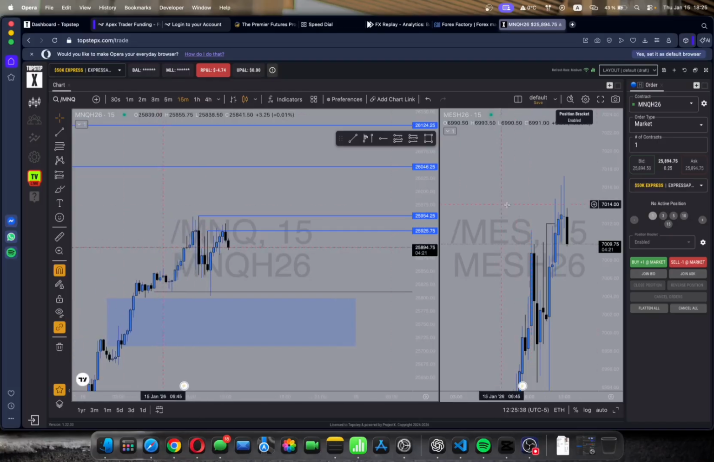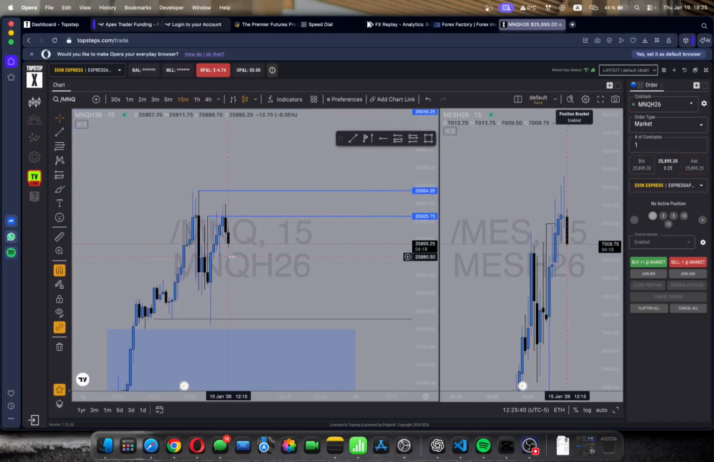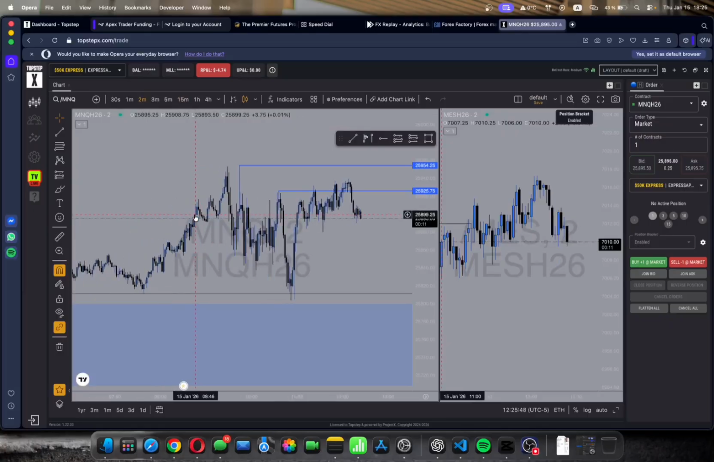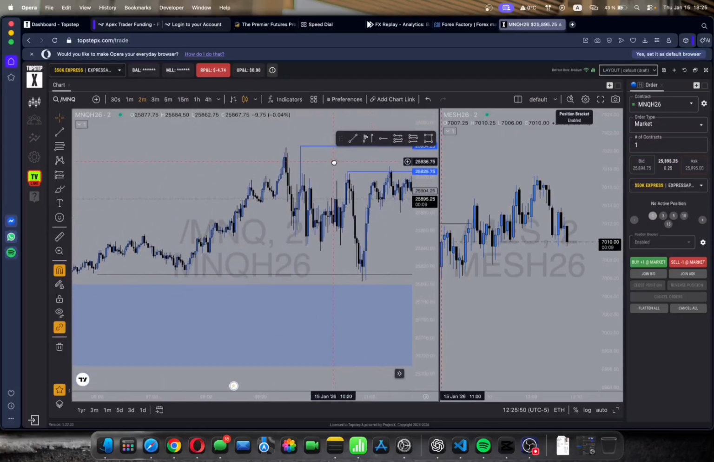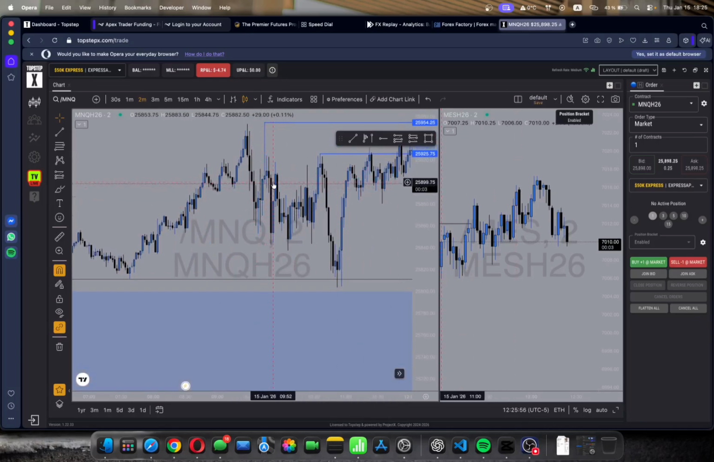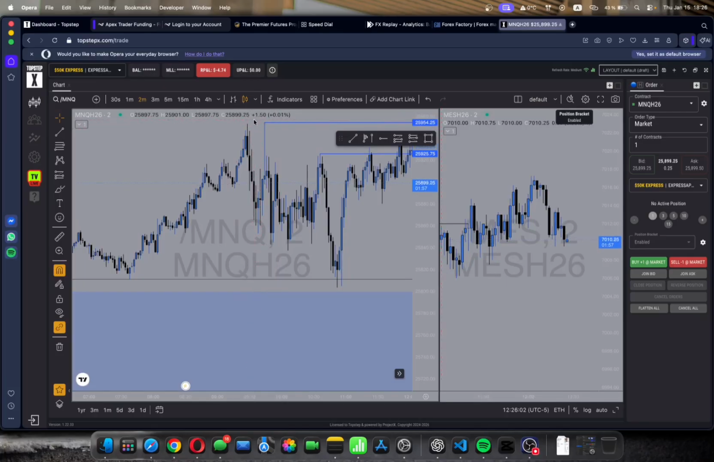Market just opened, and we ended up selling off a little bit. We have this 50-minute gap, and we did get a 2-minute inversion off of here, right here, the gap, and we did inverse it perfectly, and it ended up hitting this high.